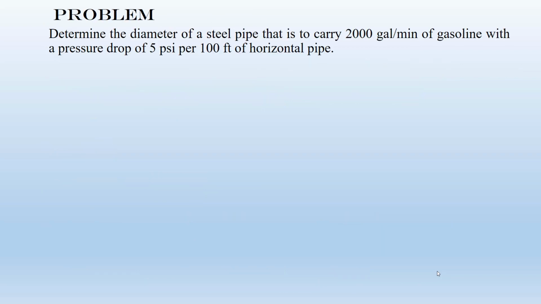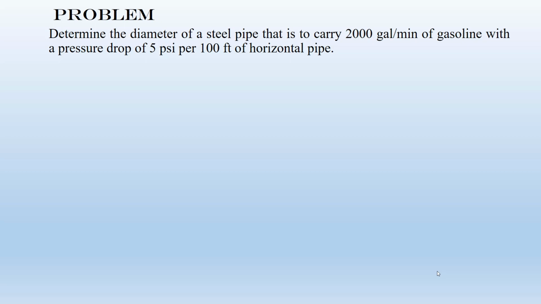Okay, this is the first one. The second one, guys, you are asked to determine the diameter of a steel pipe that is to carry 2,000 gallons per minute of gasoline, and you have the pressure drop and the length of the pipe. The length of the pipe is 100 feet, and this is a horizontal pipe, meaning that Z1 equals Z2. Delta Z is 0.